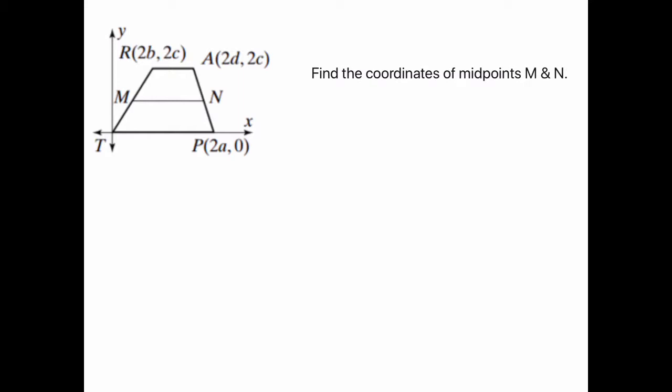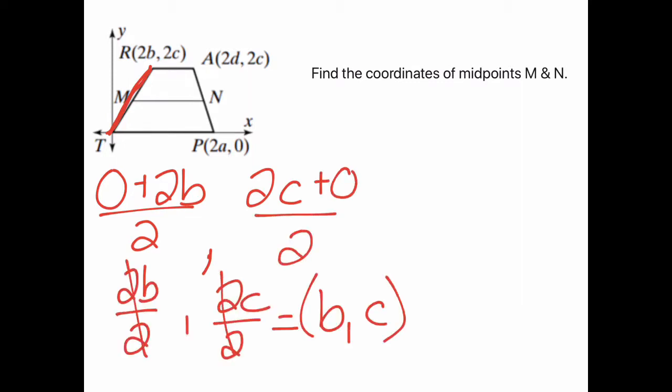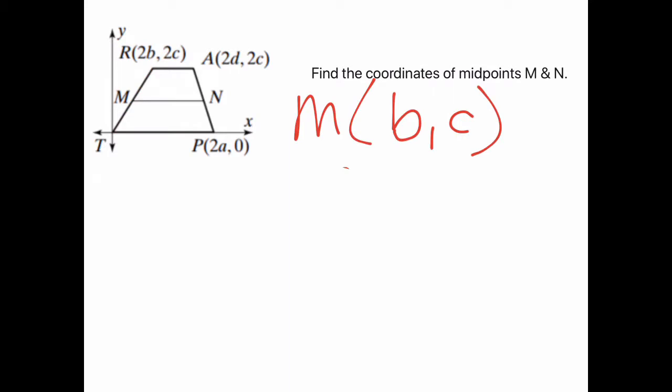This one wants us to find the coordinates for the midpoints M and N. So we'll use the midpoint formula again, which is just the average. So to find midpoint M, we'll use points R and T. And we'll do the average of the x values, 0 plus 2b divided by 2. And then we'll do the average of the y values, 2c plus 0 divided by 2. And when you do the math there, what you find out is that your midpoint M is at point b, comma, c.